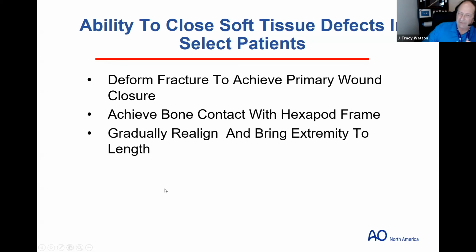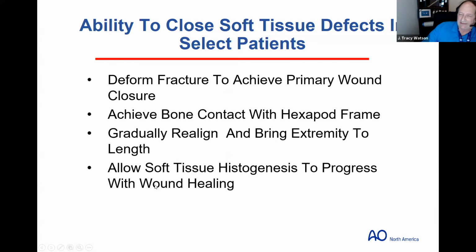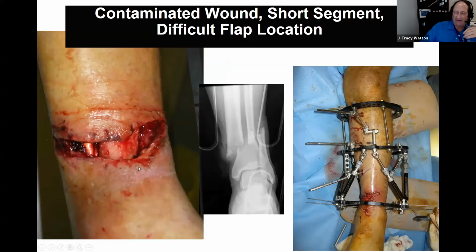In the worst case scenario, you're able to deform the fracture. You can get some soft tissue closure by deforming, letting the soft tissues heal per primum, and then gradually distract around the pilon to bring these out to length. This was a short segment, not bad. You could have plated this. You could have done a lot of things.